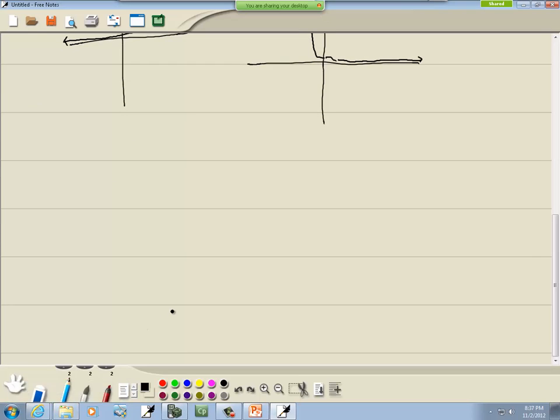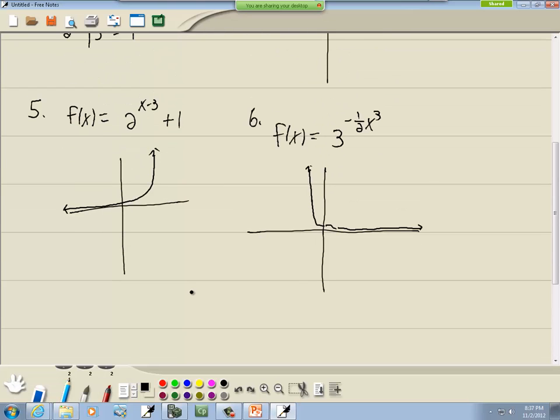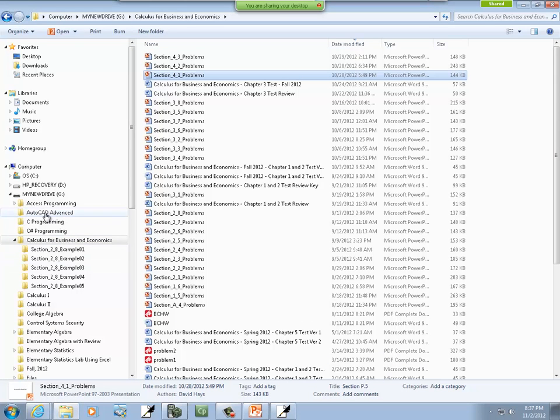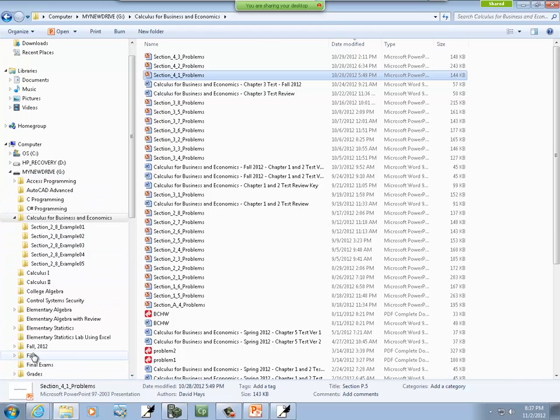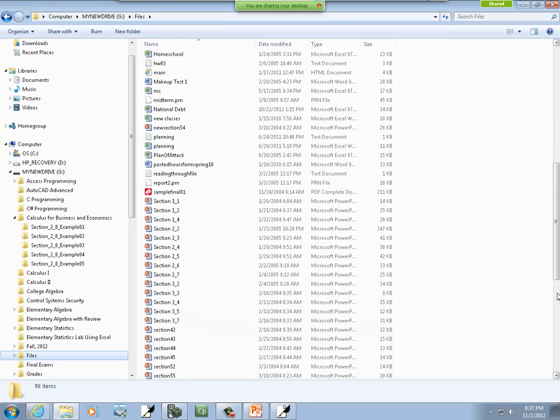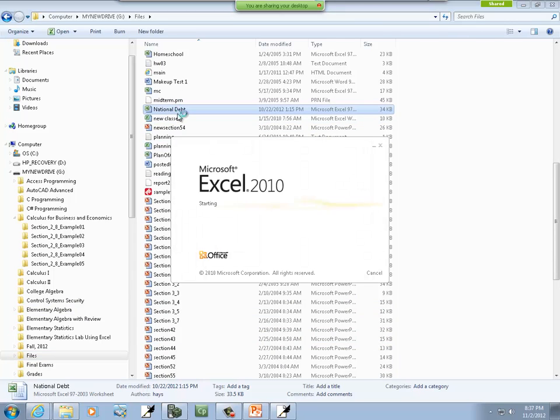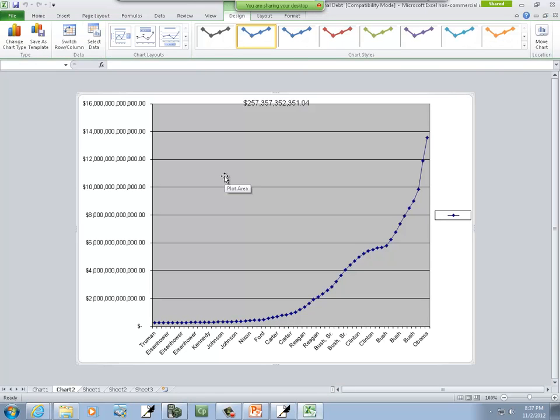A lot of people don't understand exponential growth. I mean, it's pretty easy to see here. I've got a graph. Let me see if I can locate it. National debt. I like showing this one because it shows exponential growth. Now this is the national debt.